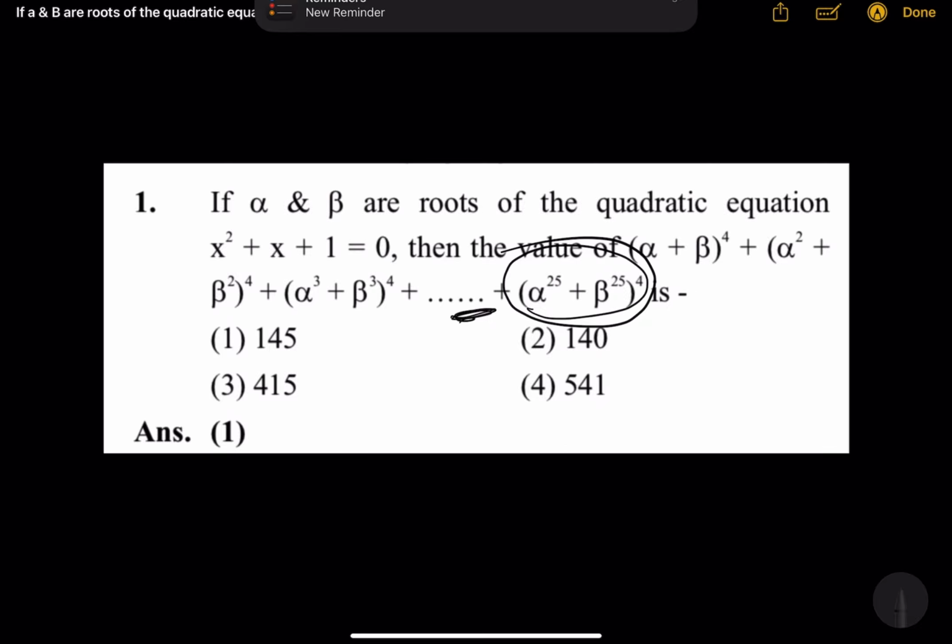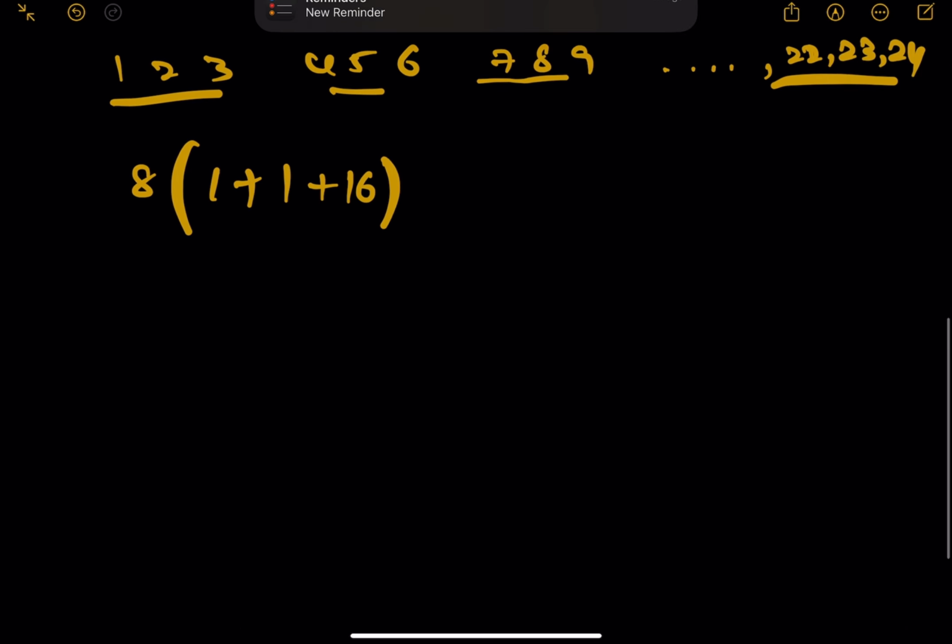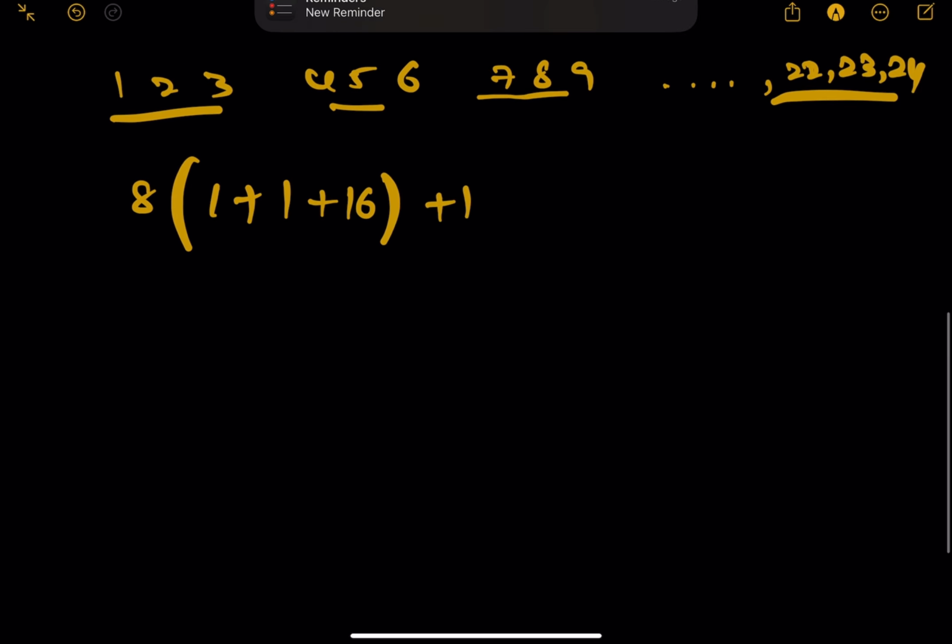Now this is the only term left. What is the value of this? So this is simply -1 whole power 4, so -1 whole power 4 is 1, so this plus 1 is your answer. So 18 8s are 144 plus 1 is 145.